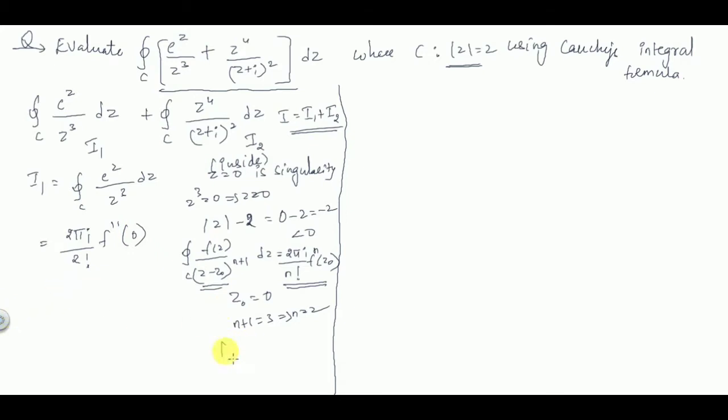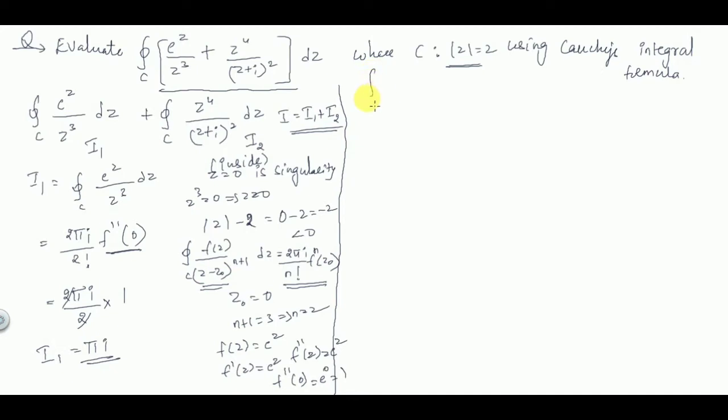Okay, so we have f of z is equal to e power z. So f dash of z is also e power z, and similarly f double dash of z is also equal to e power z only. So f double dash of 0 is e power 0. E power 0 is 1. Okay, so f double dash value is 1. So what can we write? 2 pi i by 2 factorial, 2 factorial is 2 into 1. So 2 and 2 get cancelled off. So you get pi i. Okay, so this is the value of the first integral.